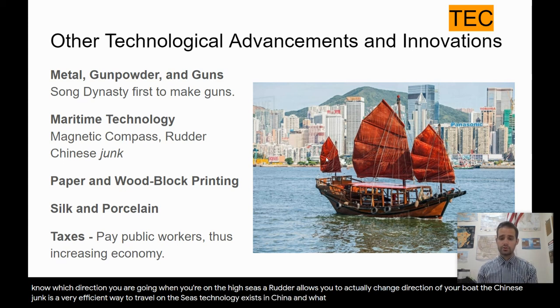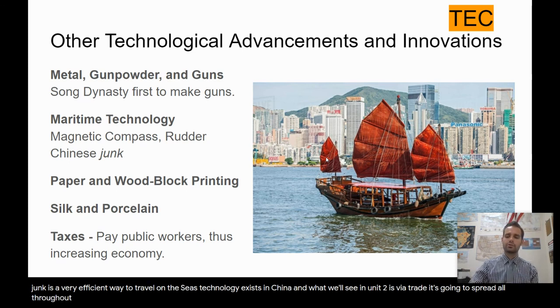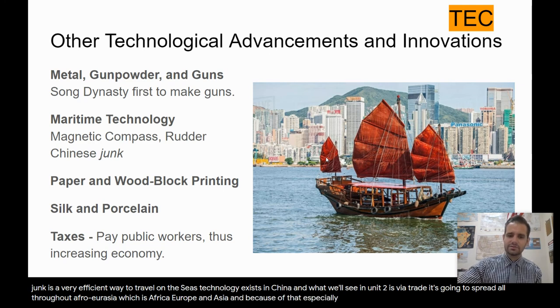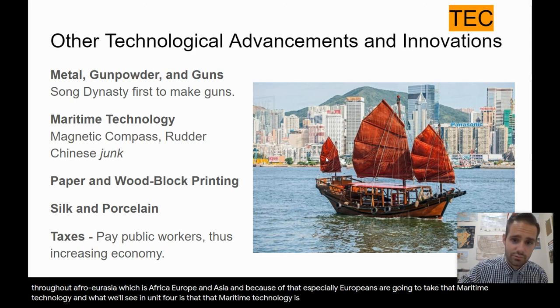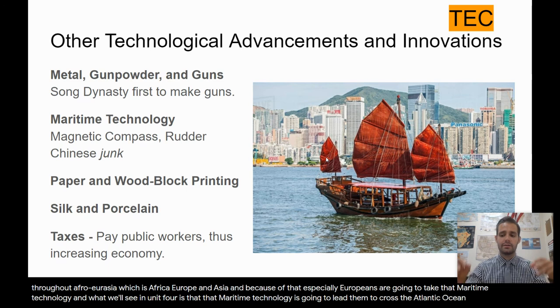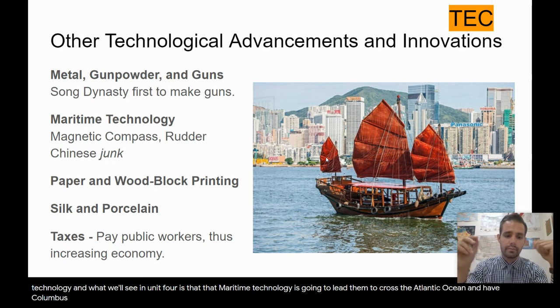And what we'll see in Unit 2 is via trade, it's going to spread all throughout Afro-Eurasia, which is Africa, Europe, and Asia. And because of that, especially Europeans are going to take that maritime technology. And what we'll see in Unit 4 is that that maritime technology is going to lead them to cross the Atlantic Ocean and have Columbus discover America.